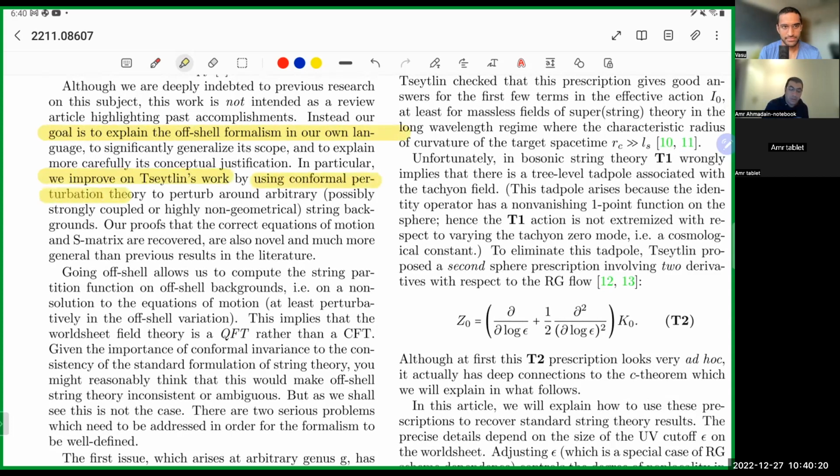We're going to use conformal perturbation theory to perturb around any CFT that could possibly be strongly coupled or highly non-geometrical, right? In Arkady Tseytlin's original formalism, as we're going to discuss, he's using sigma models as deformations of a flat space vacuum, like a flat metric and constant dilaton, for example, using alpha prime expansions, so beta functions or expansions in alpha prime. Here we're using conformal perturbation theory, starting from a central charge c equals 0 CFT, which could be anything, and then trying to prove the equations of motion order by order in perturbation.